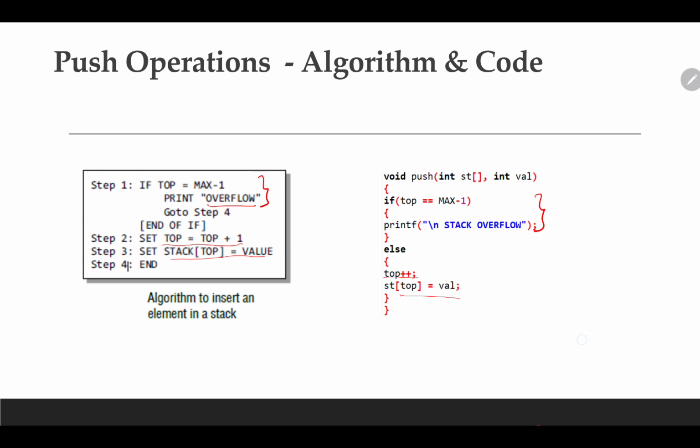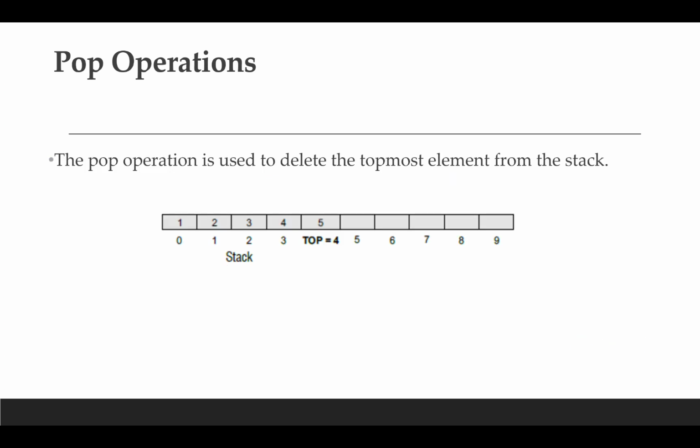Okay. Then next we will see about the pop operation. Already I said what the pop operation is. It is used to delete the topmost element of the stack. Before doing the deletion, here also we have to check one condition, that is if top is equal to minus 1. So minus 1 means null. We are checking top is equal to minus 1. When the stack is empty, top value is minus 1.